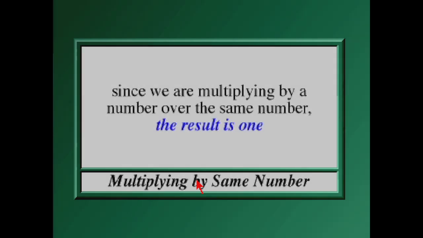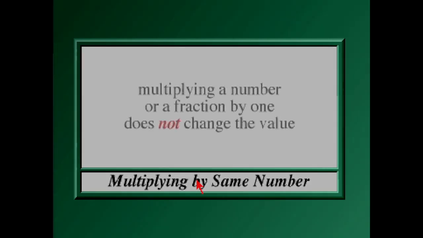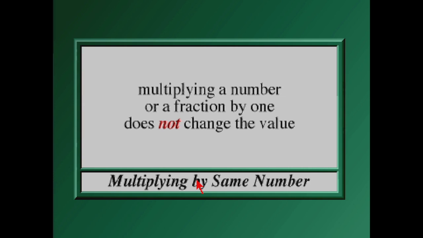Since we are multiplying by a number over the same number, the result is 1. 2 over 2 equals 1. 3 over 3 equals 1. 4 over 4 equals 1, and so forth. Multiplying a number or a fraction by 1 does not change the value.